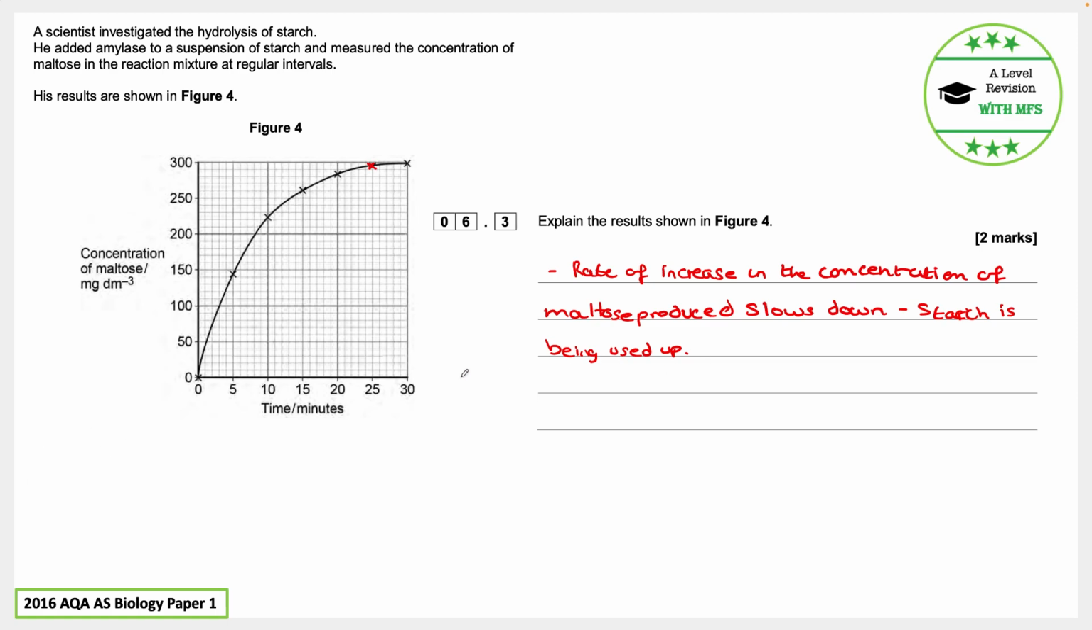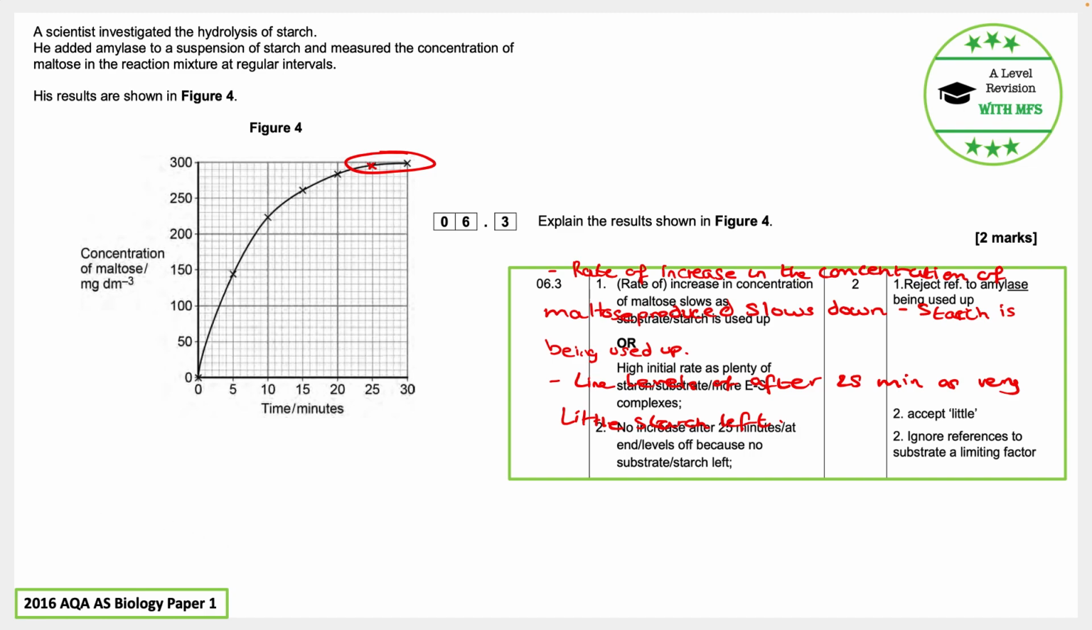Now you will need to zoom in on a specific point and explain that point to get the second mark. And the easiest place to do it would be this place. After 25 minutes there is very little starch left. That's why it levels off. So the line levels off after 25 minutes as very little starch is left. And that's what I would say in my answer.